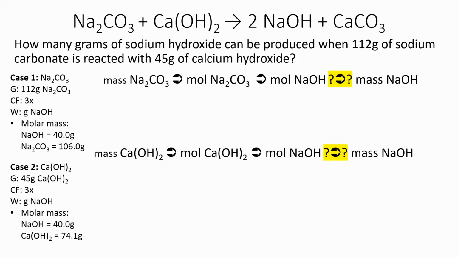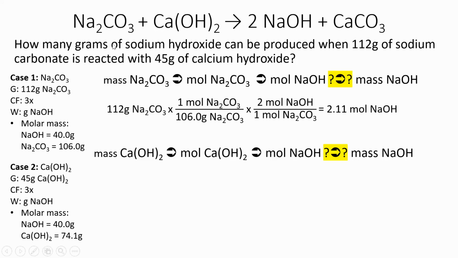All right, so here's our first scenario. We start with our 112 grams of sodium carbonate. Then we have to find moles of sodium carbonate. So we're going to cancel out grams. We'll be left with moles. This is just using the molar mass from over here. Then we have to convert to moles of sodium hydroxide using our coefficients from the balanced reaction. We'll cancel out moles of sodium carbonate, and we get left with a potential 2.11 moles of sodium hydroxide.